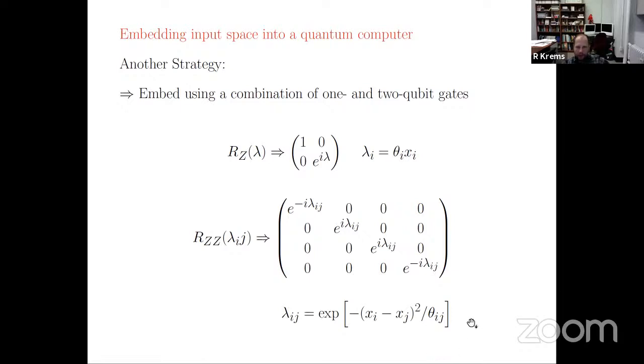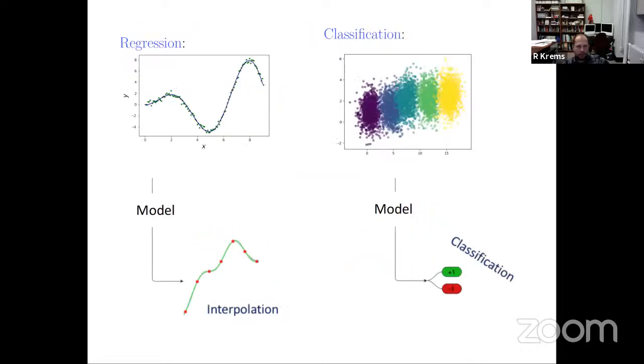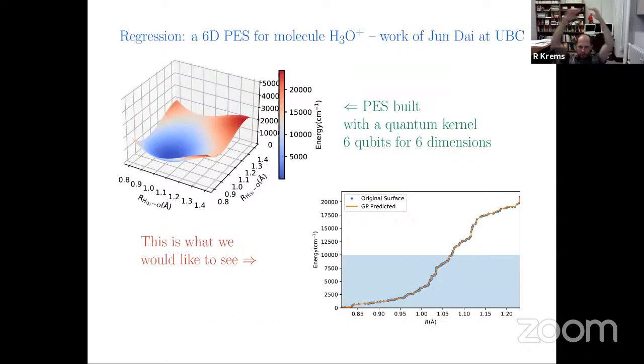Okay, all right. So yeah, we're going to use both of these types of embedding in the examples I'm going to show today. We're going to take a quick look at two types of problems that we're solving with quantum kernels, the interpolation and the classification problems. We're going to start with the problem of building the same 6-dimensional potential energy surface for H3O+, but now on a quantum computer. So now with a kernel that's built on a quantum computer.